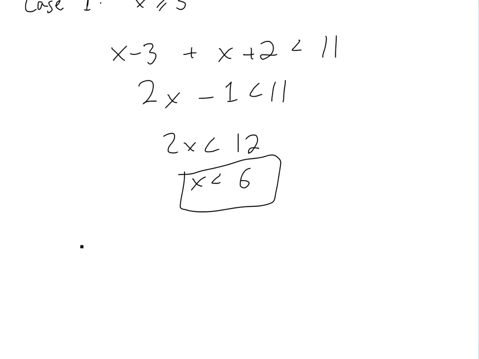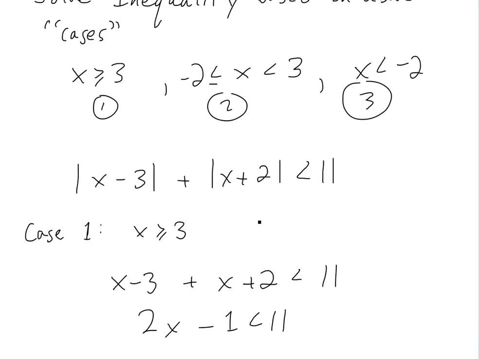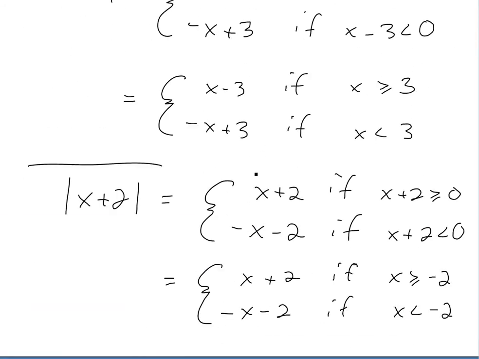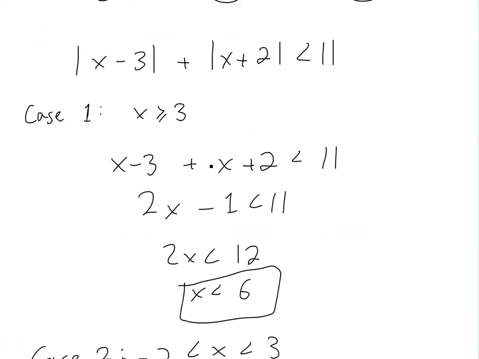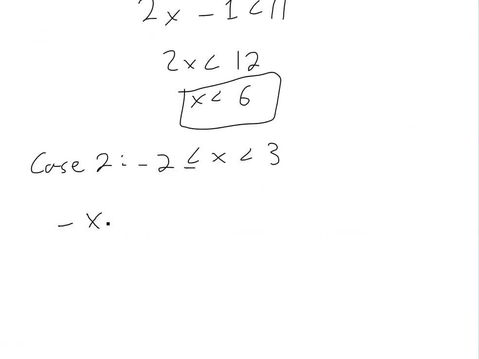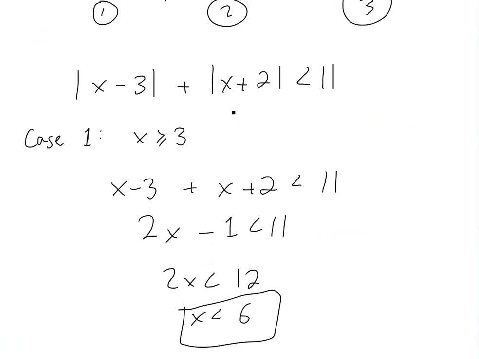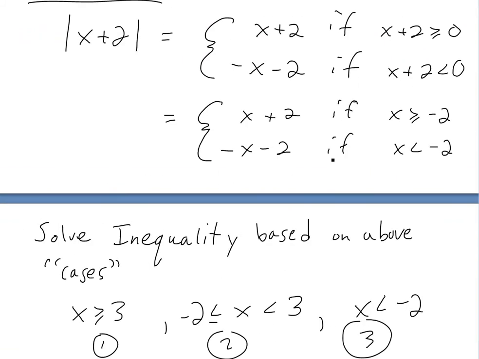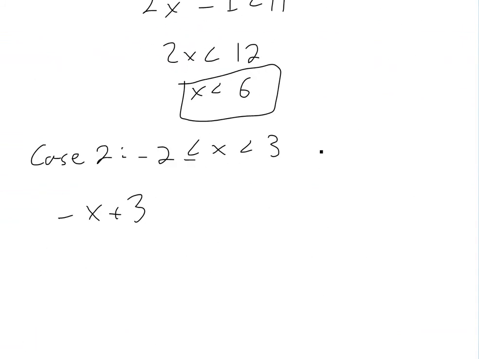So now we'll look at the second case here. The second case is x is greater than or equal to negative 2, and less than 3. So we just have to look at these again. What is it going to be? It's less than 3, so we're going to have negative x plus 3. So we'll write that down, negative x plus 3. Now we have to find out what this value is. It's in between. Remember, it's going to be greater than or equal to negative 2, so it's going to be this one right here, x plus 2. So we're going to have plus x plus 2 is less than 11.